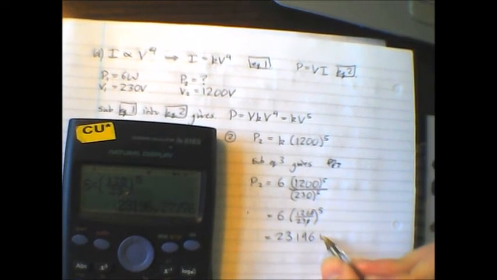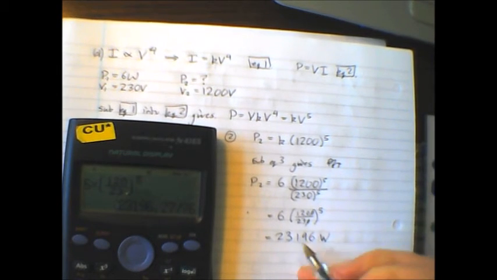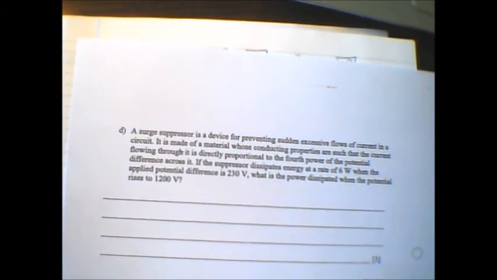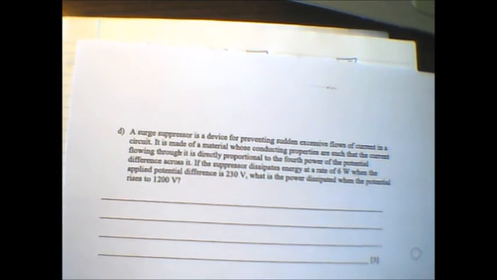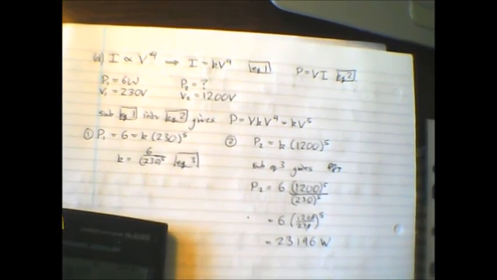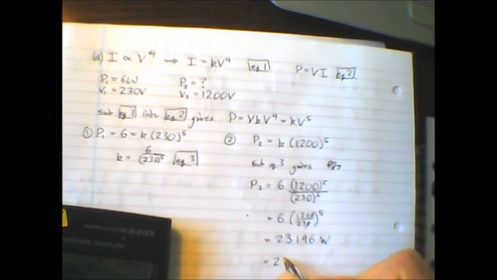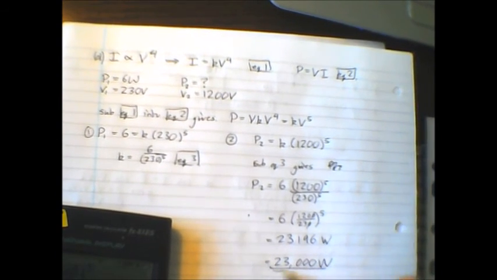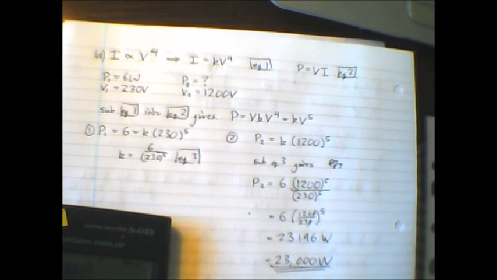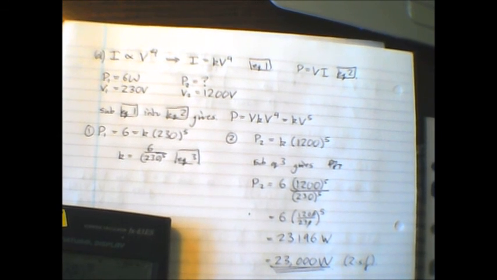It's power, so the units are watts. That's a ridiculous level of detail for me to put, so I'll just check the question. This is to two significant figures, this is to two significant figures, therefore I'll give my answer to two significant figures. And then I'll underline it so it's easy for the examiner to see my answer, and I'm going to note that that is the answer to two significant figures, not 5. That's the end of this one.